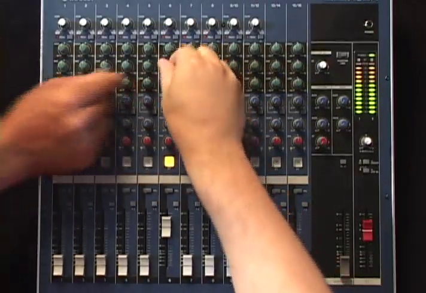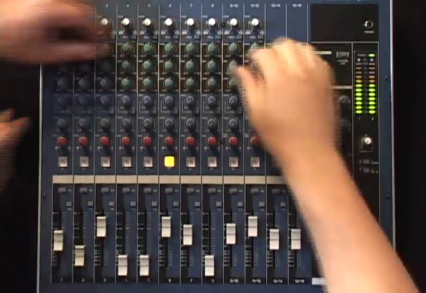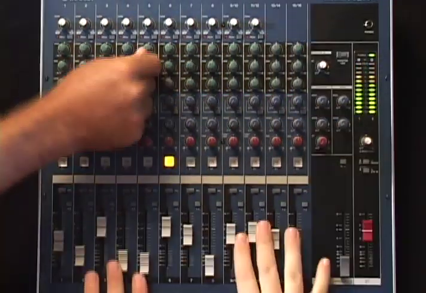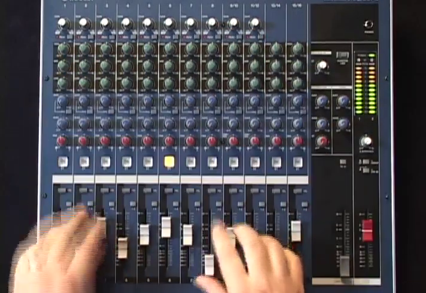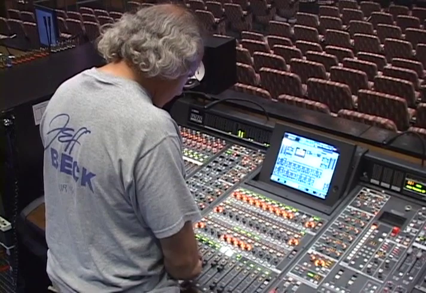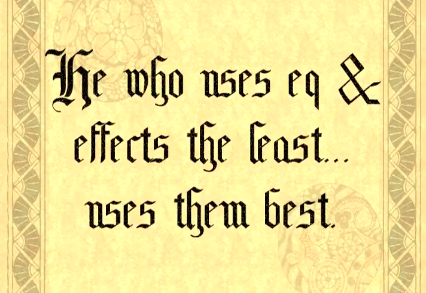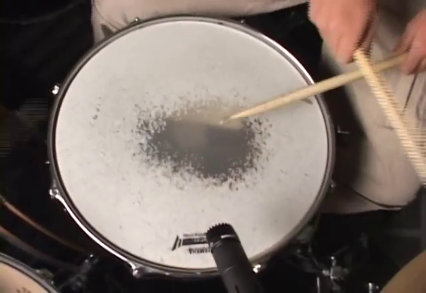Armed with this array of knobs, you may be tempted to now start fiddling around, adjusting tone controls, adding effects and so on. But in fact, the sound system actually consists of more than just electronic gear. Professional audio engineers know that a good sound starts at the source. In fact, most of these folks live by the rule, he who uses EQ and effects the least, uses them best.